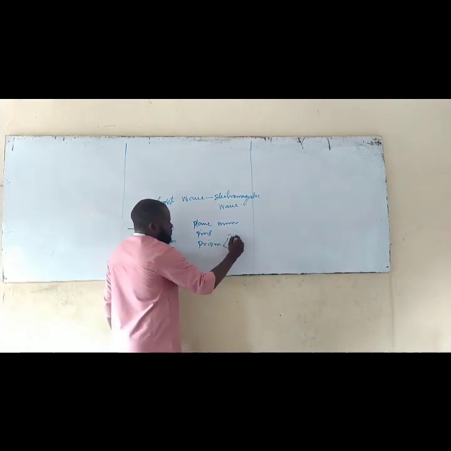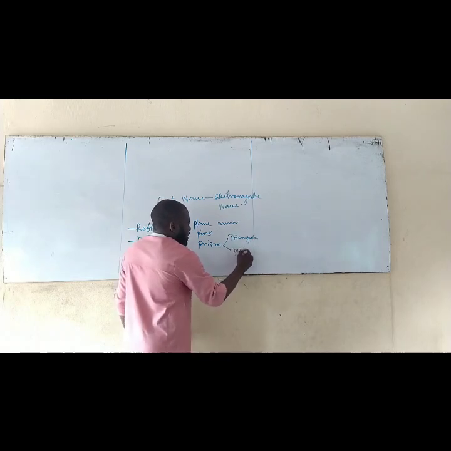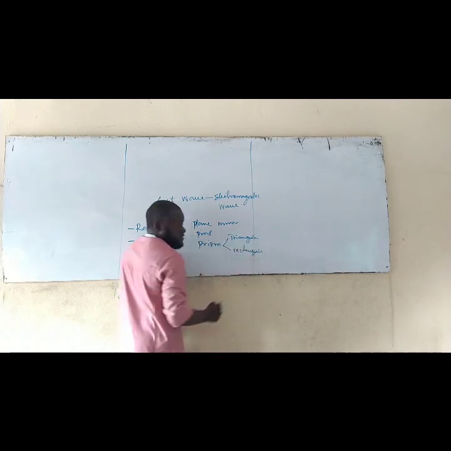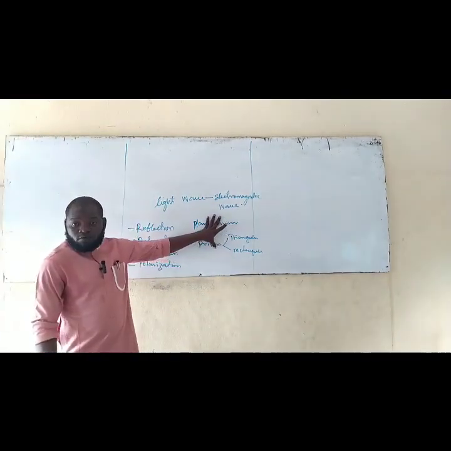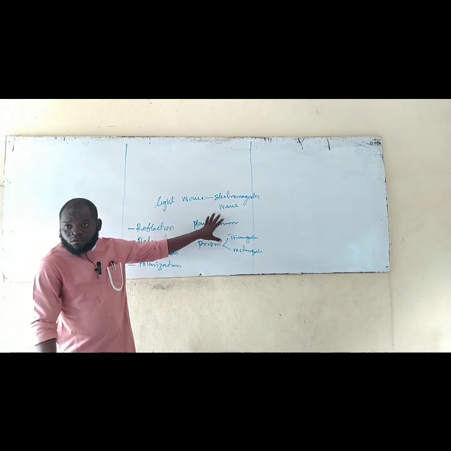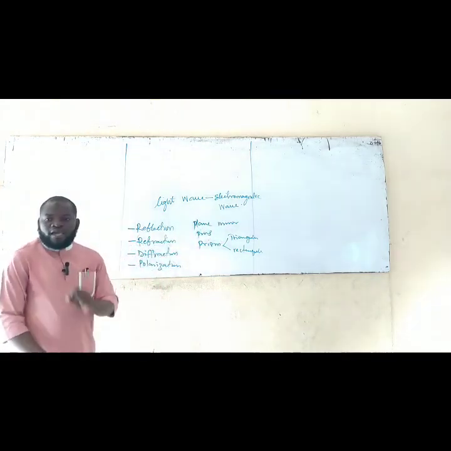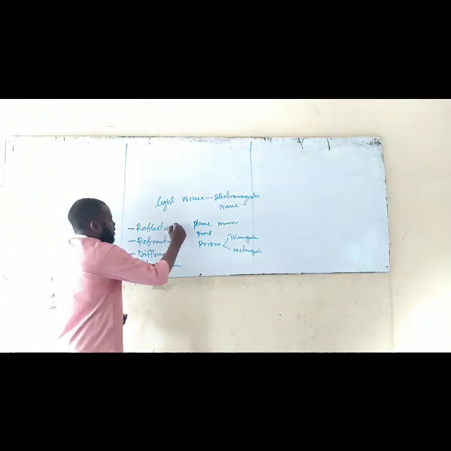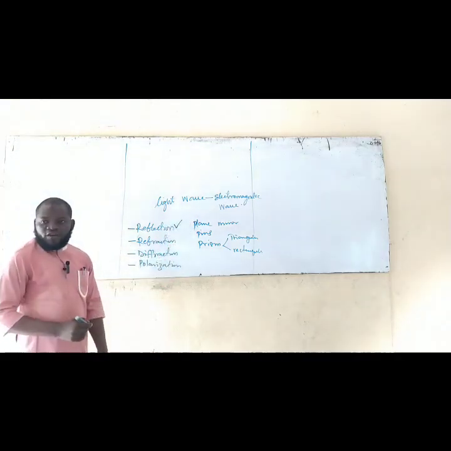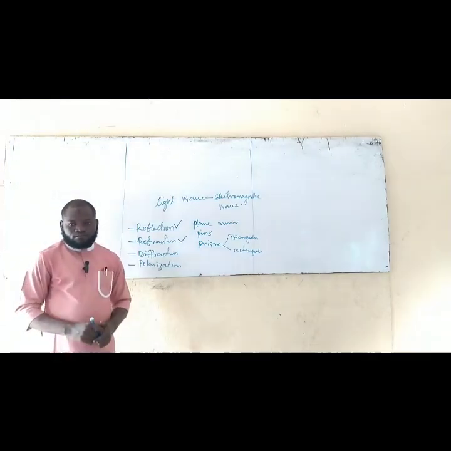Either triangular or rectangular, either of it. Whenever you have experiments that have to do with all these apparatus here, no doubt, you can only use them to verify two of all these properties. Am I making sense now? You can either use this to talk about reflection or to talk about refraction.